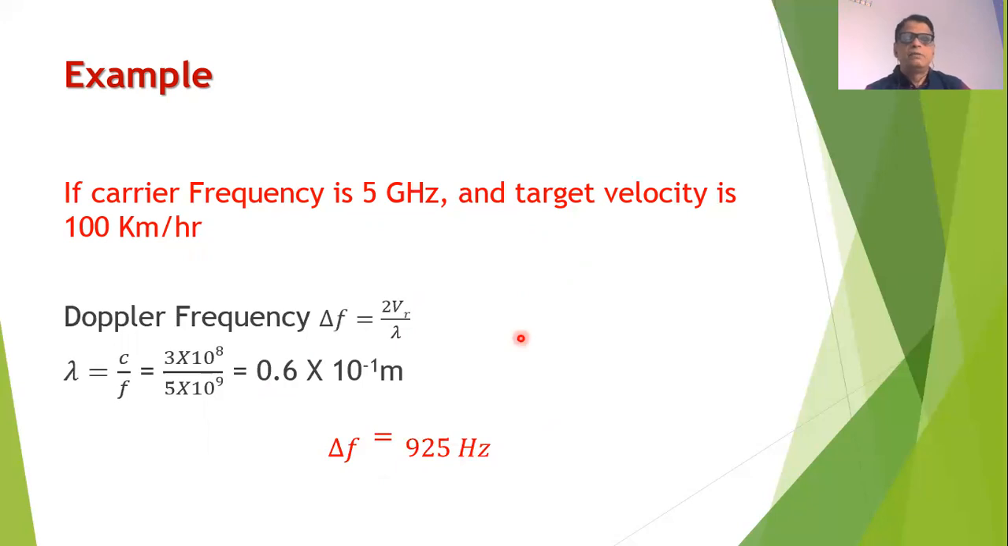So from this example, we can easily understand that our carrier frequency is in gigahertz. It is a microwave frequency, and the target velocity is 100 kilometer per hour. And in such a case, the change in the frequency is very small. It is in the audio frequency range, and it is about 925 hertz. So if we are able to note this change in the frequency, then we can easily compute the relative velocity of the target.